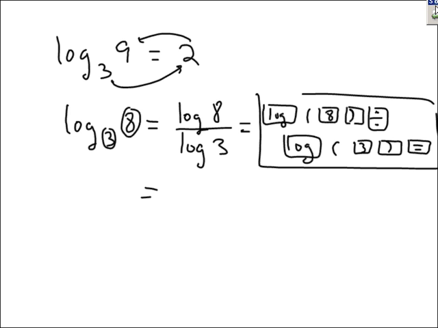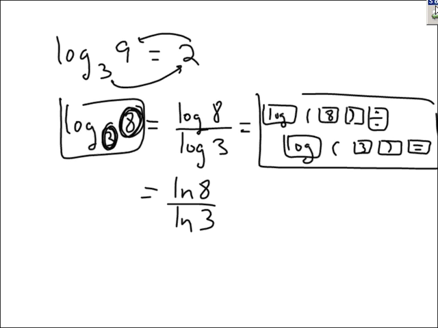Or, if for some reason you can't find the log button, or the log button is broken on your calculator, use ln. The 8 still goes on the top. This 3 still goes on the bottom. So it's ln of 8 over ln of 3. If you have a very unique calculator that gives you log base 17, well, it's log base 17 of 8 divided by log base 17 of 3. Whatever base you prefer.